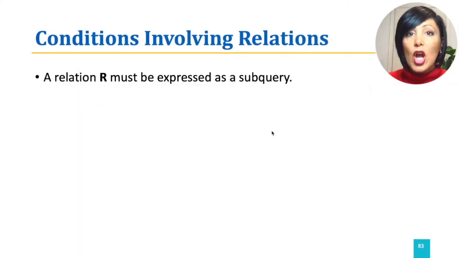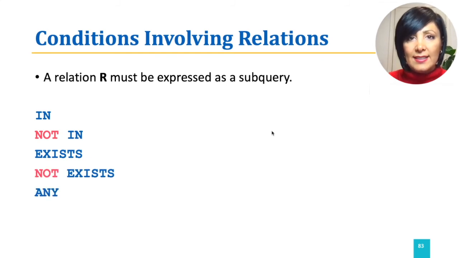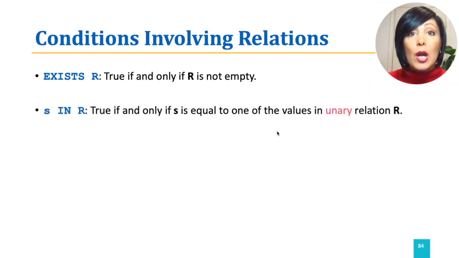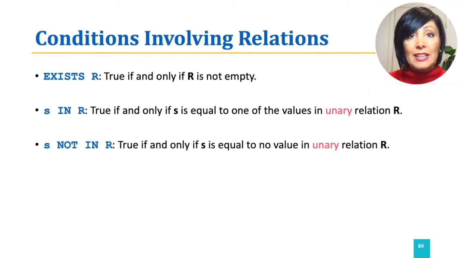In, not in, exists, not exists, any, and all operators can be used in conditions to check against the results of subqueries returning tables. Exists can be used to check if a table is not empty. In operator can be used to check whether a value is within the values of a unary relation. A unary relation is a relation that only has one column. Not in similarly ensures that a value does not exist among the values of a unary relation.